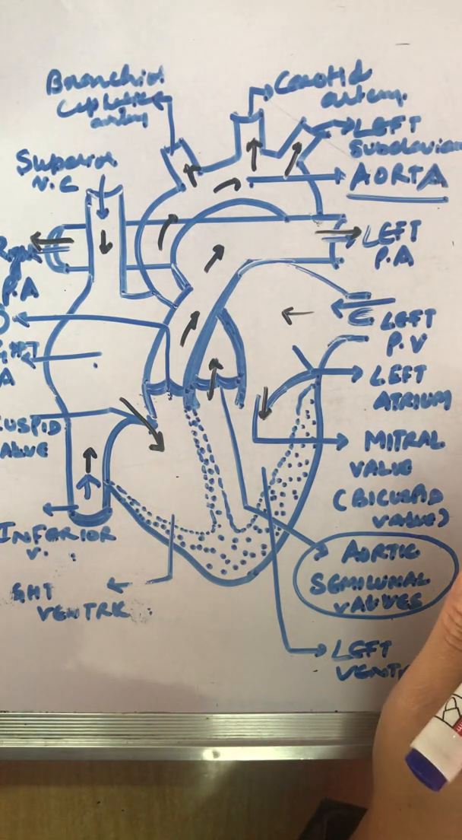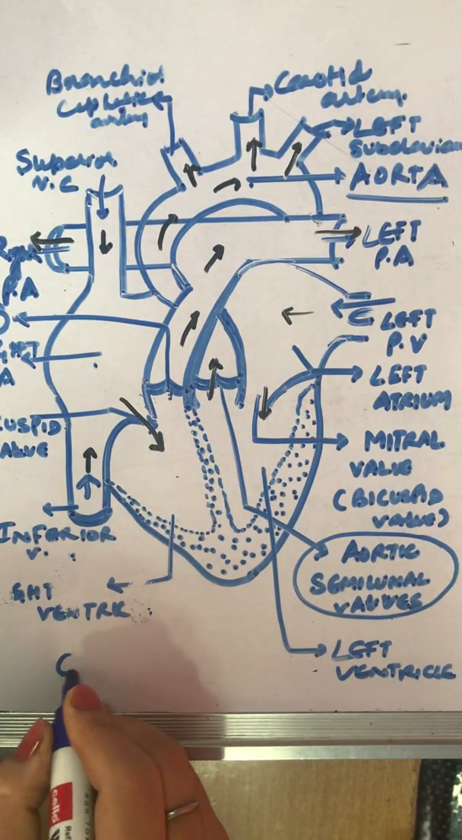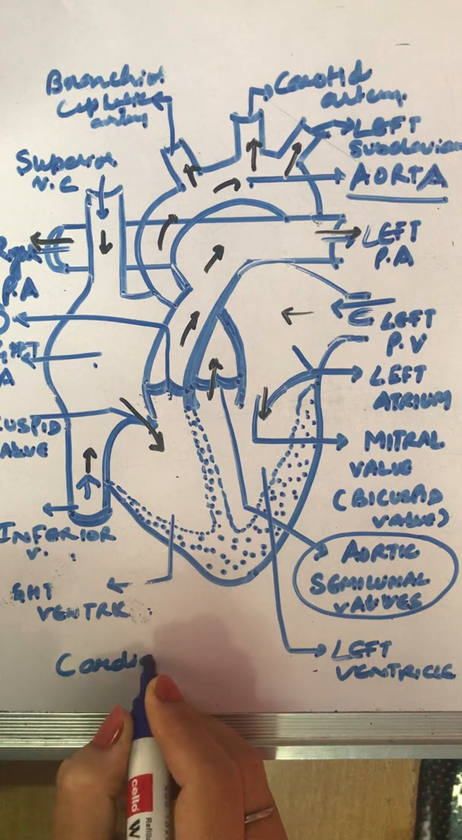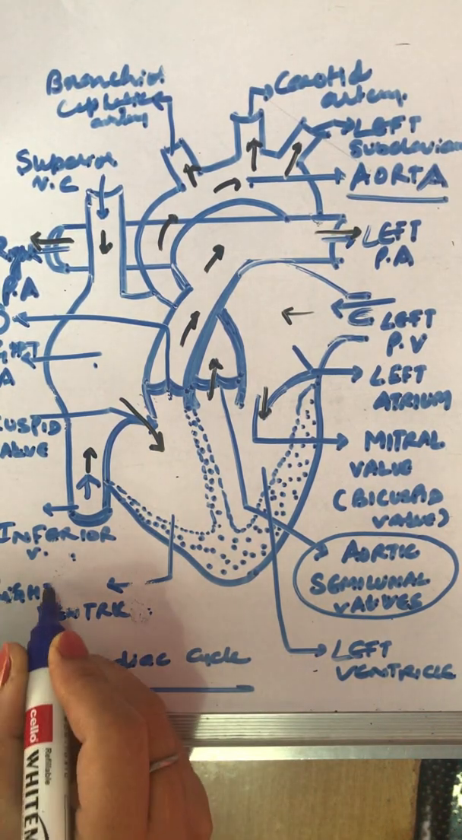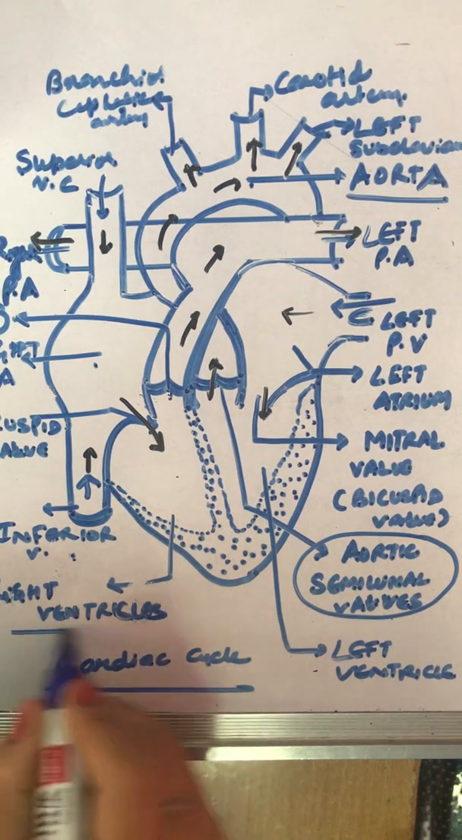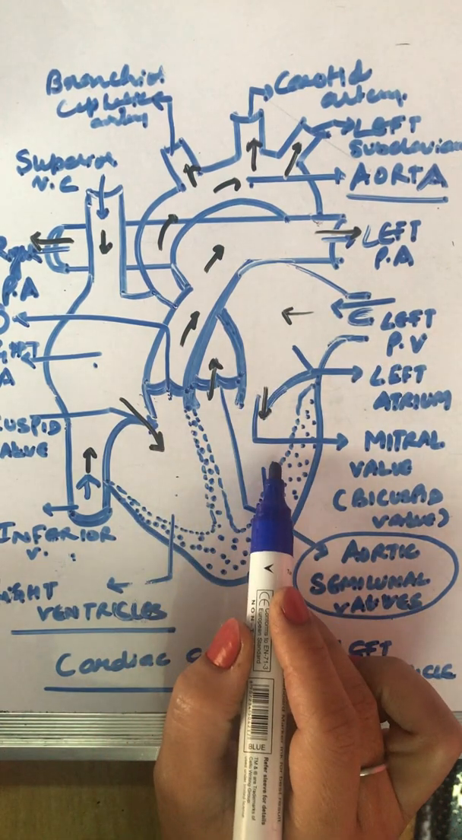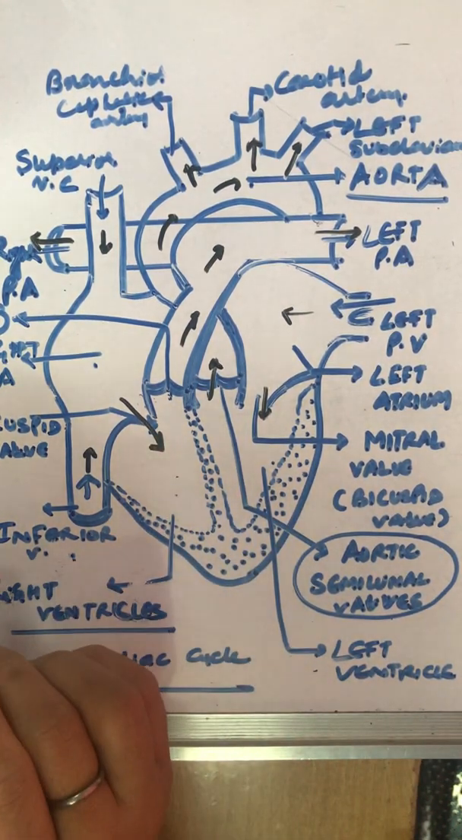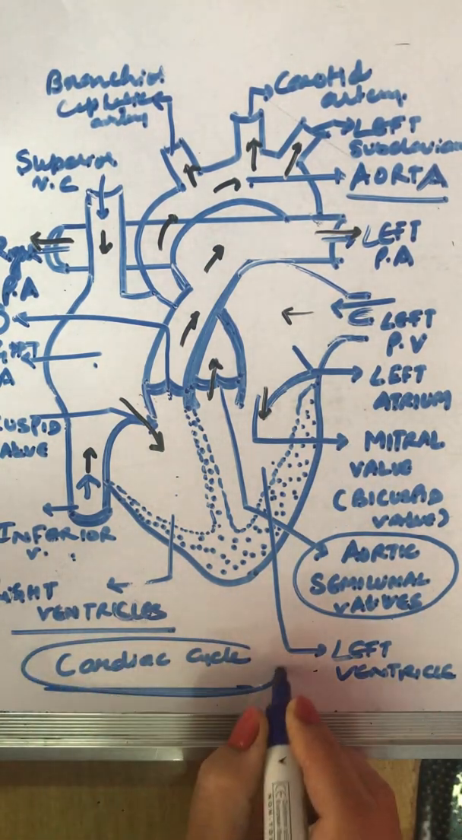Now, after doing the structure of the heart, we are moving to the cardiac cycle. What is the cardiac cycle? We are familiar with the parts of the heart, both the auricles and both the ventricles. The cardiac cycle consists of one heartbeat. What do we mean by one heartbeat?